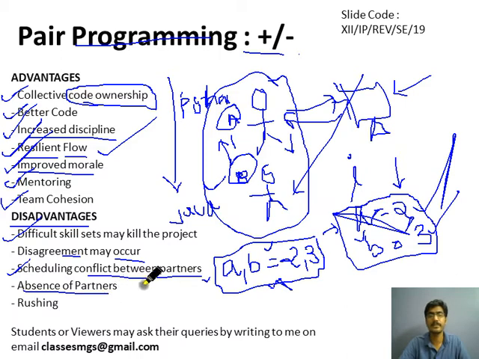Absence of the partners may hamper. Let's suppose they both are working on the same project, then the dependency of one on the other is very high. Then if one person is on leave, the other person will also not be able to work without him. So that's why absence of the partner matters. And rushing means both will try to finish the work very quickly, so there will be some rushing. So these are some of the disadvantages. You can remember 2 to 3 disadvantages for your examination.